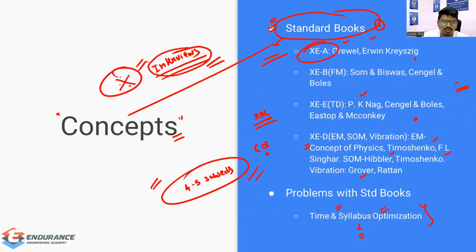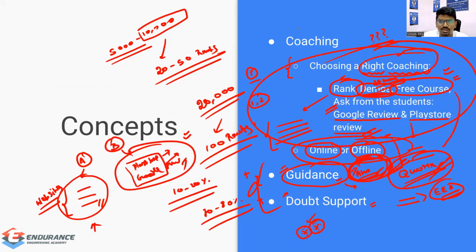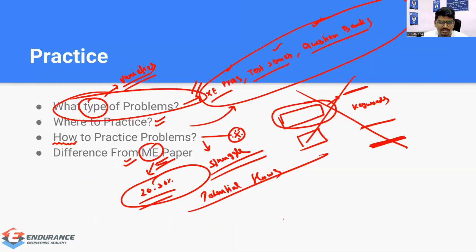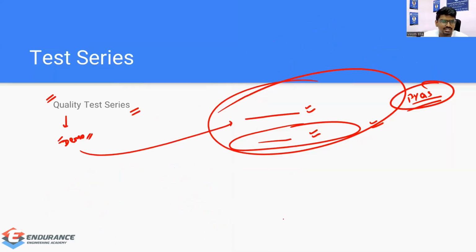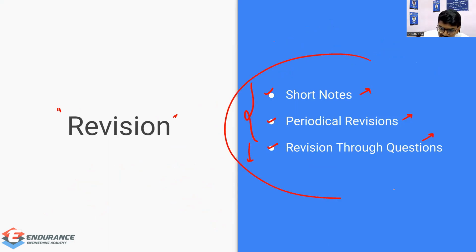If you are going to follow the first approach, standard books. If you are going to follow the second approach, that is the coaching approach, then I have given you all the things you need to do in order to choose the right coaching, and from where to practice and how to do the revision. How to do the revision, I will add a video. You can go through that. How to write short notes, how to do periodical revision, how to do revision through questions, all those things. I will add a video. You can go through that.